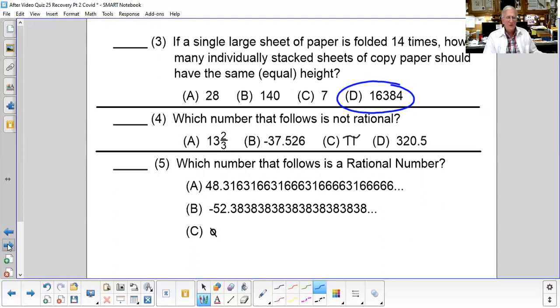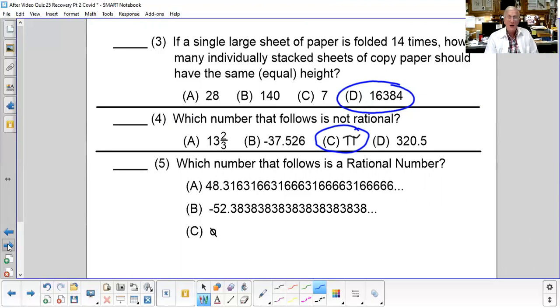Which number that follows is not rational? A is definitely rational, it's got a fraction. B is definitely rational because it's got a terminating decimal on it. And D terminates, but you know pi doesn't terminate and it doesn't repeat. It goes on forever. So your correct answer is pi. Choice C.